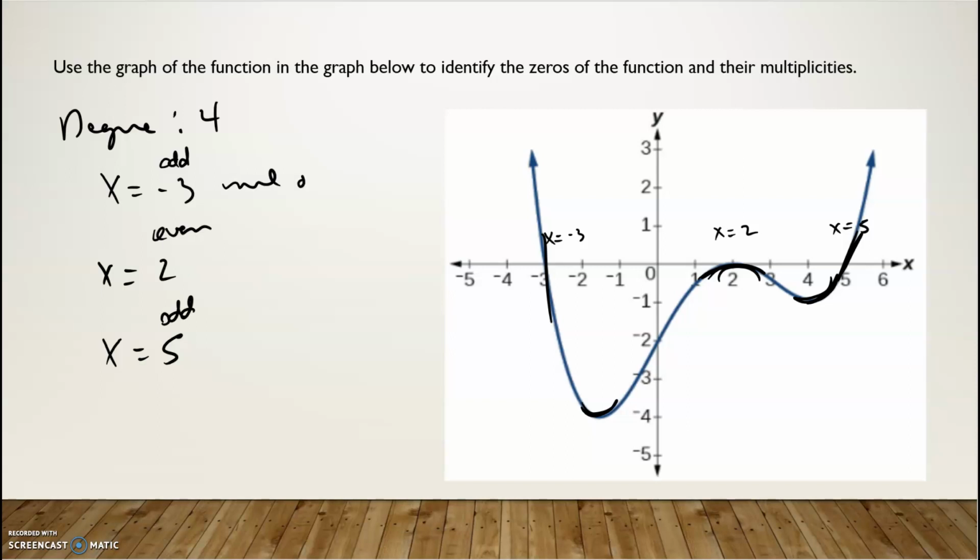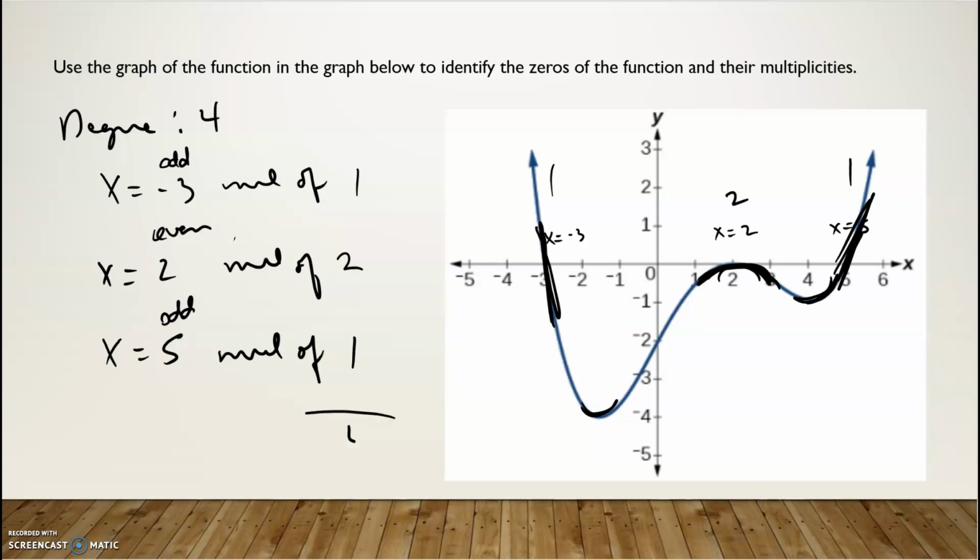Okay, so multiplicity of, go ahead and write that for all of them. Okay, so these have got to add up to 4. Notice how this is a pretty straight line here and here. That looks like a multiplicity of 1. This should be even, so that should be 2, and that will add up to 4. So multiplicity of 1 for this one, multiplicity of 2 for this one, multiplicity of 1 for this one. And that would equal 4, which is the same as our degree.